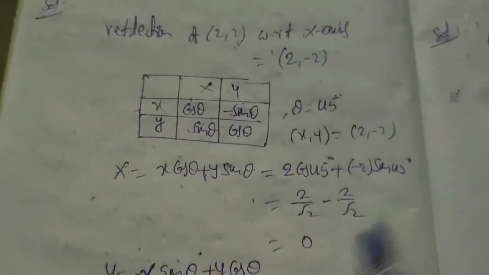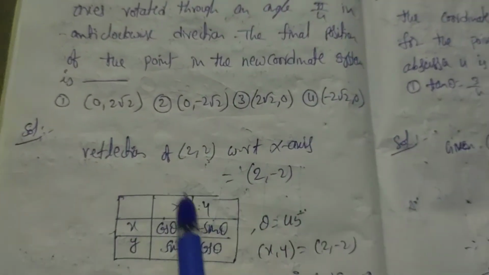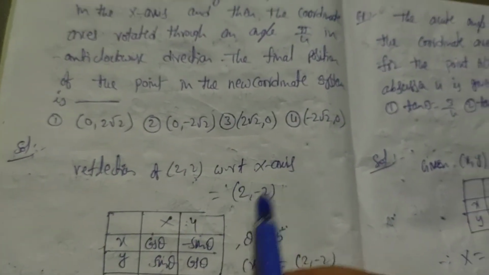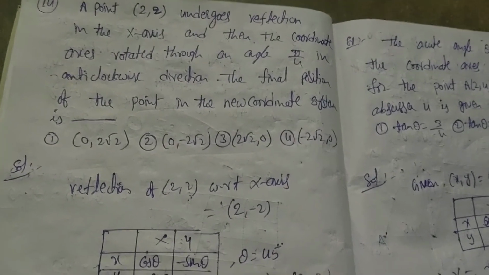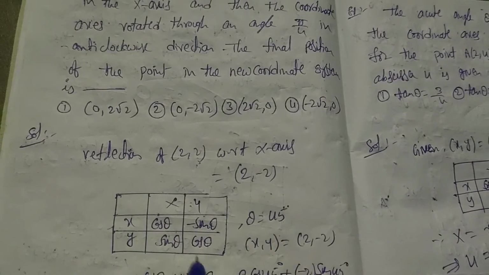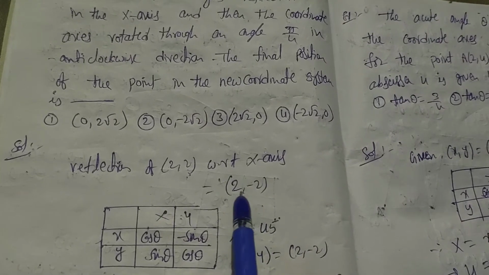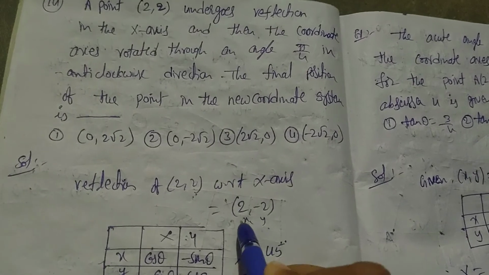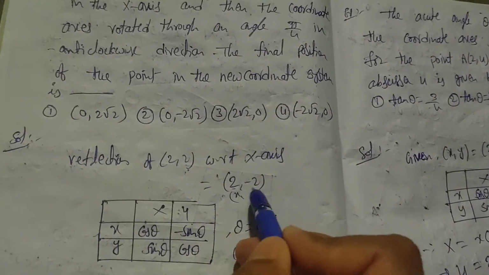Okay, that means if you observe the given question, they gave some options. So reflection of (2, 2) with respect to x-axis is (2, minus 2). Already I gave formulas, so once we refer to the coordinate system, now he is asking to find the new positions. Here, consider this as small x comma y. Now he is asking to find capital X comma Y about this point.